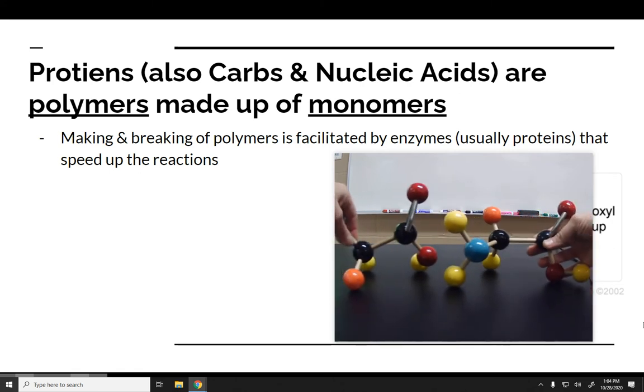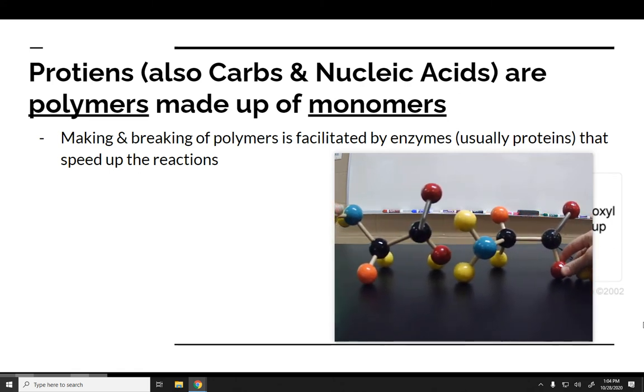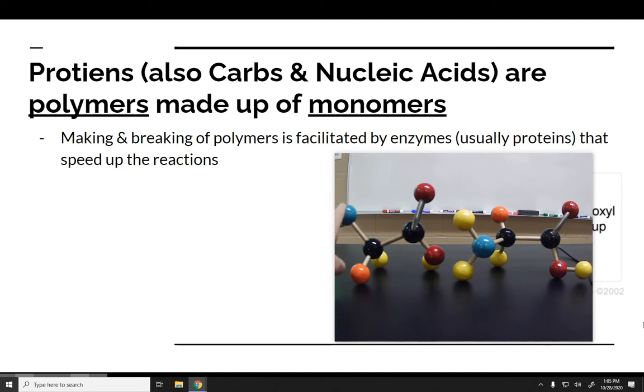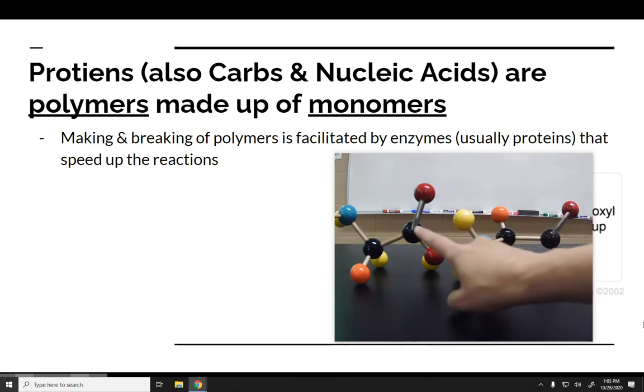So here we have another amino acid, and if I move those back, you can kind of see them. I have them oriented so it goes nitrogen, carbon, carbon, nitrogen, carbon, carbon. So you've got them lined up with the amino group and the carboxyl group next to one another.